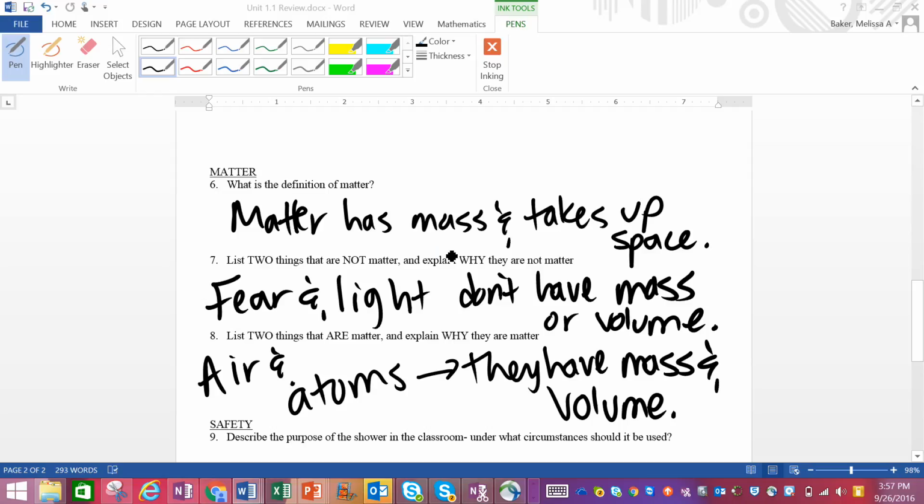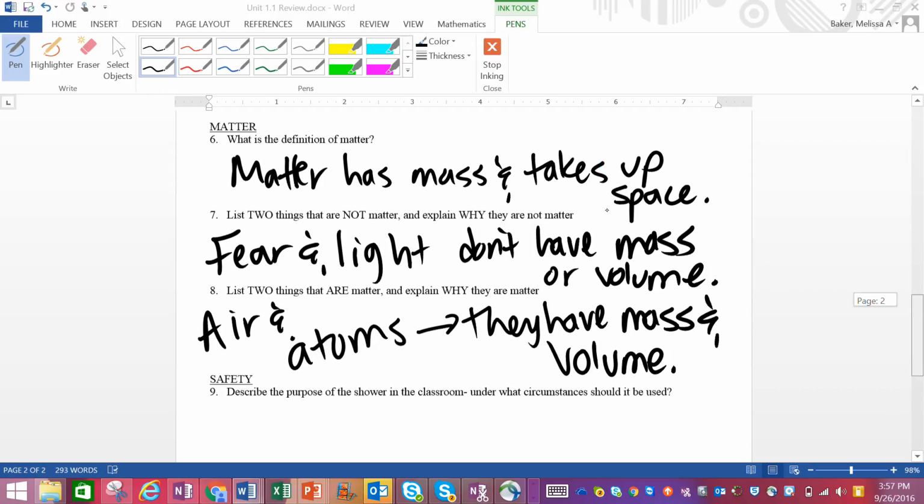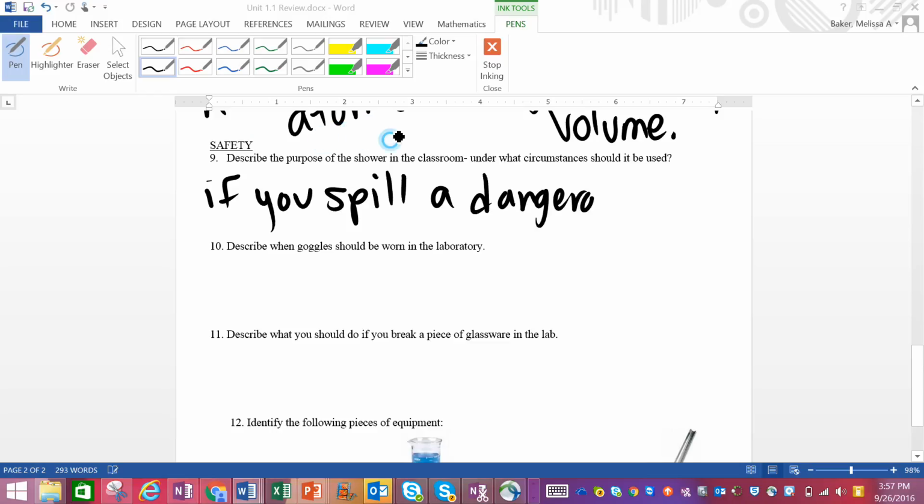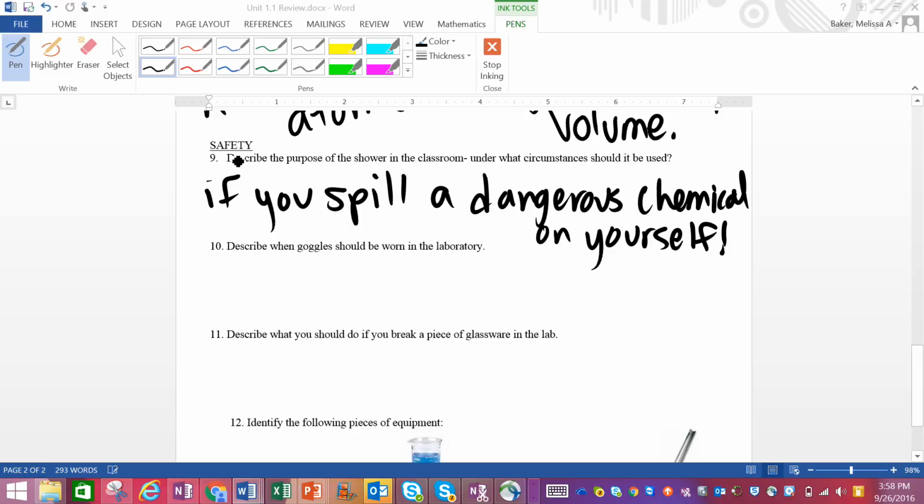Number 9, describe the purpose of the shower in the classroom. Under what circumstance should it be used? If you spill a dangerous chemical on yourself. And the most likely person this would happen to is me, because I'm always taking concentrated chemicals and diluting them so they're safer for you to use.